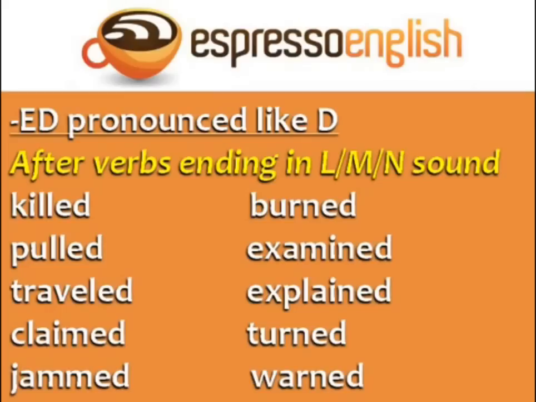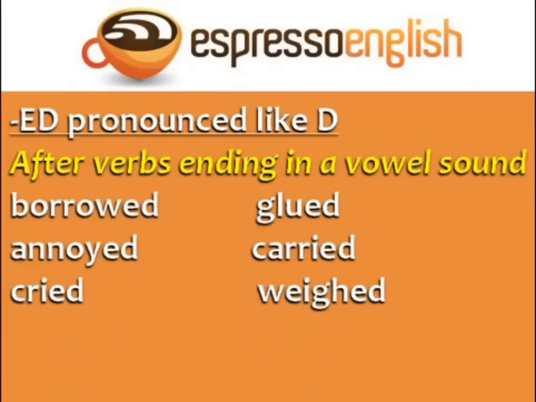Killed, pulled, traveled, claimed, jammed, burned, examined, explained, turned, warned. -ed is pronounced like D after verbs ending in a vowel sound. Borrowed, annoyed, cried, glued, carried, weighed.